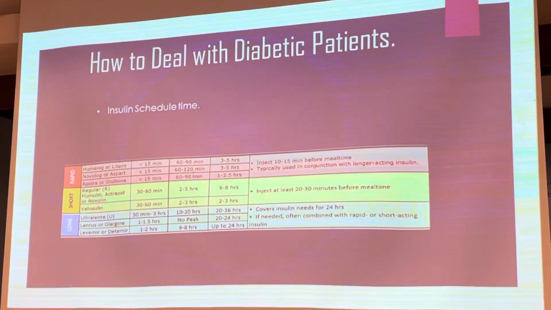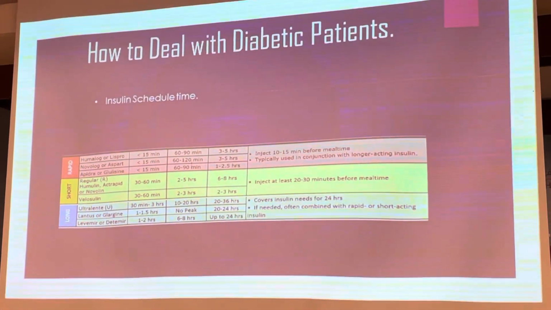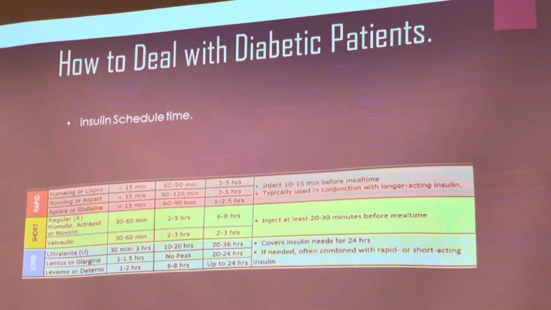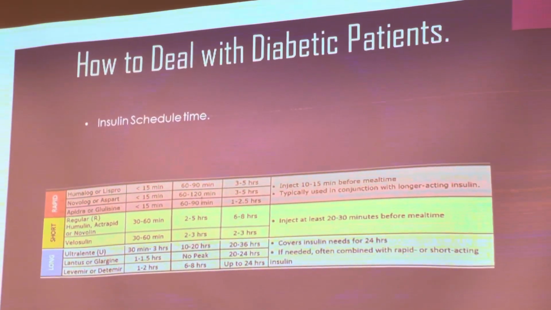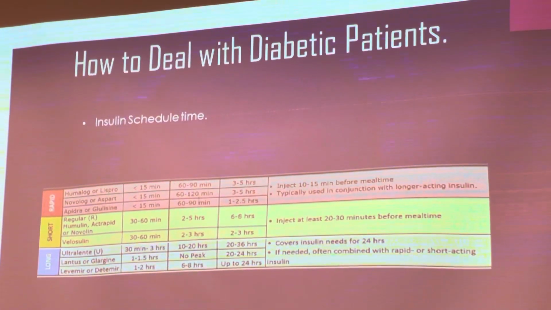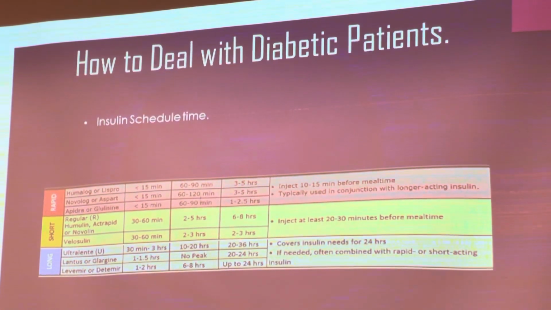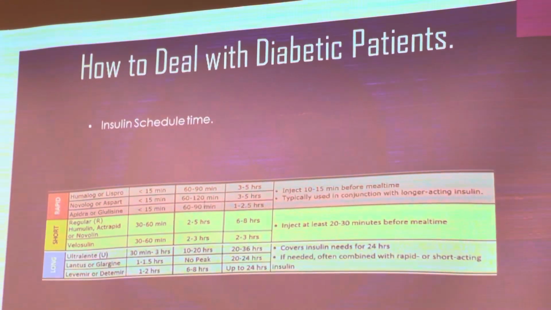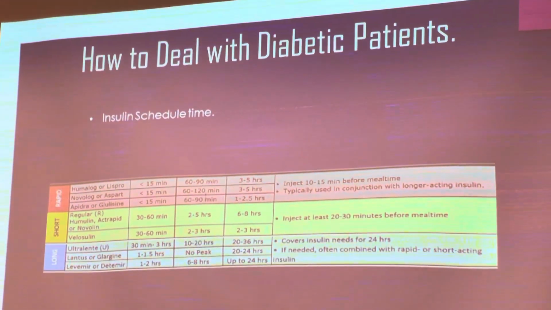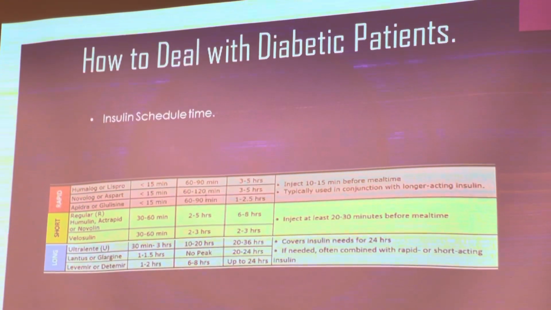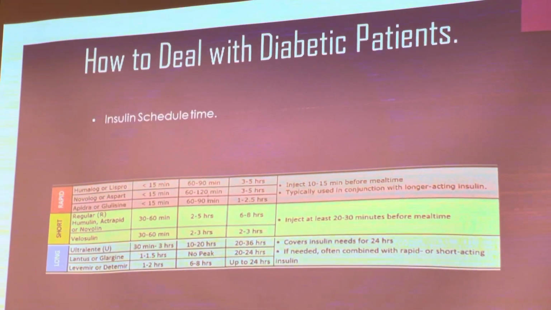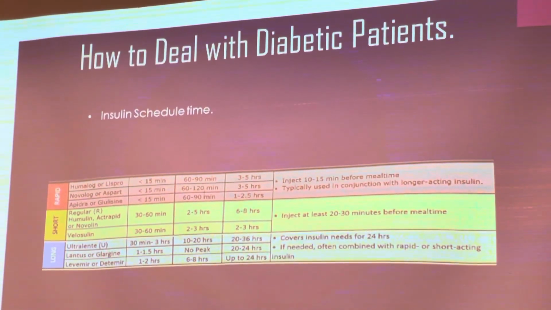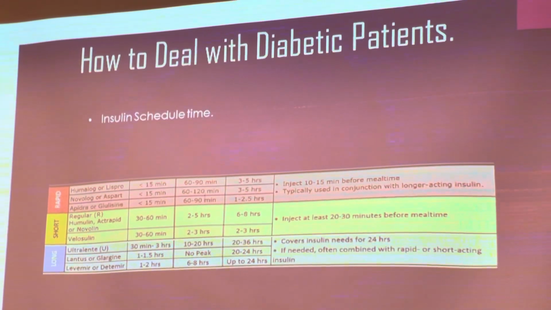Okay, about the insulin type, it's different. We have rapid acting, short acting, long acting, intermediate, and mixed insulin. I will not talk about all of those, I want to talk only about what we are using in the hospital: rapid acting, short acting, and long acting. Rapid acting, like NovoRapid, is given to the patient before the meal.